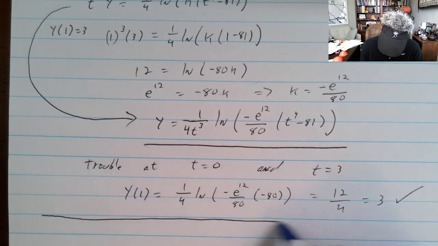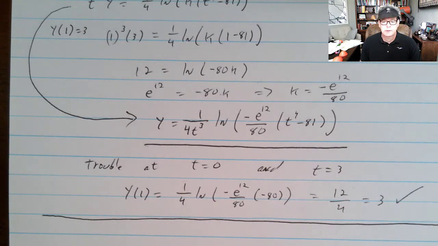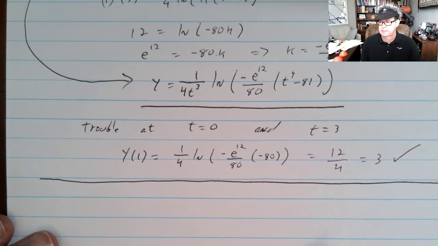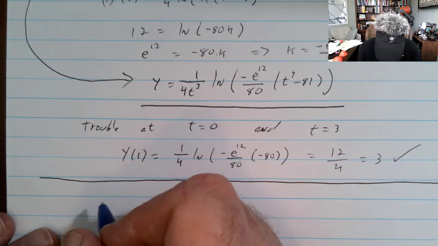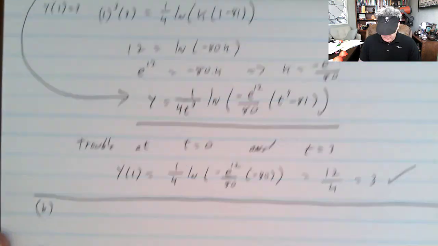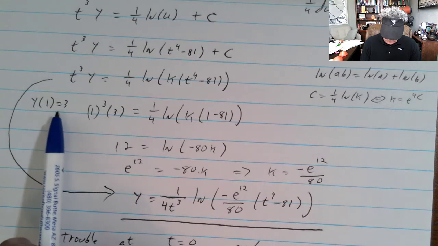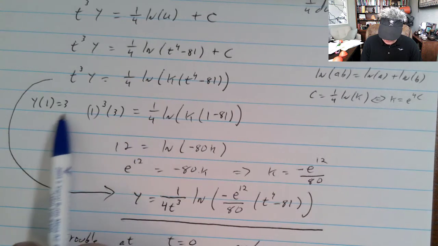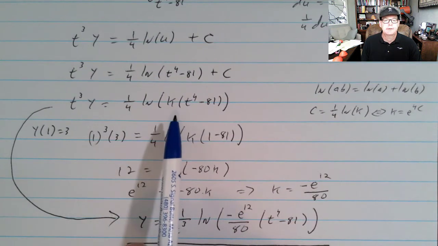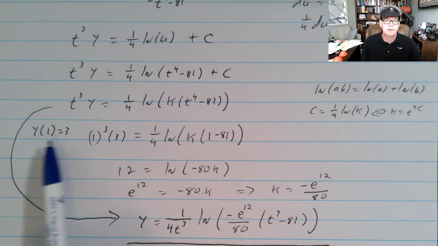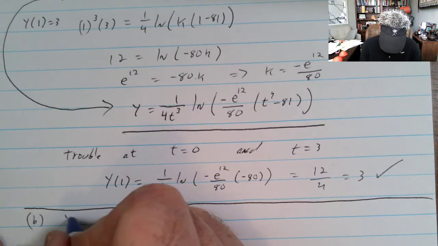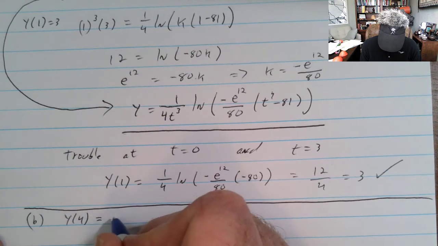A little quicker here, we'll look at part B, but we can just work right here when I put in the initial condition. Everything else would be identical. So no sense redoing that. So all I have to do is put in a different initial condition. B. So y of 4 equals 2.